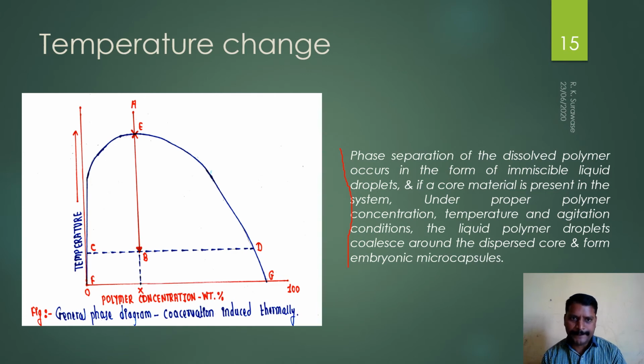At point E, the two phase region is entered. Means after point E, phase separation and coacervation, that is reversible aggregation, the formation of precipitation or coacervate form. So phase separation of the dissolved polymer. Here see the example of temperature change.